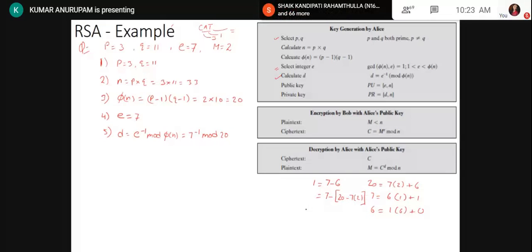Why we replace 6? Because we are having 7 and 20, so no need to replace 7. It's not at all required. So we need to only replace the thing which is not there in this whole structure, which is 7 and 20. So we have to get in terms of 7 and 20. Now we have got everything.